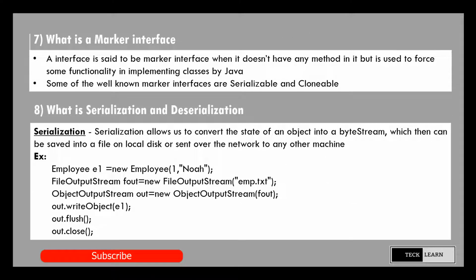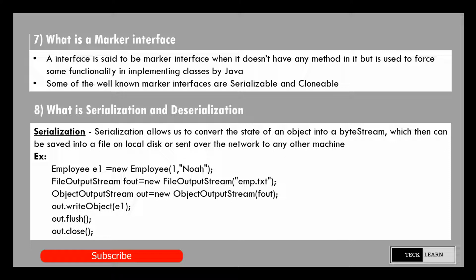Our next question is, what is a marker interface? An interface is said to be a marker interface when it doesn't have any method in it but is used to force some functionality in implementing classes by Java. Some of the well-known marker interfaces are Serializable and Cloneable interfaces.